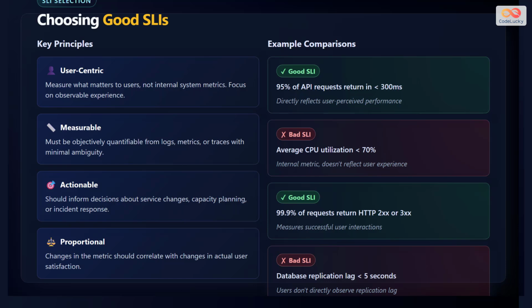SLOs are internal targets that guide your engineering decisions. They help your team prioritize work, decide when to implement new features versus improving reliability, and set expectations for service performance. SLOs are typically more ambitious than the service agreements you make with customers because they provide a safety buffer.